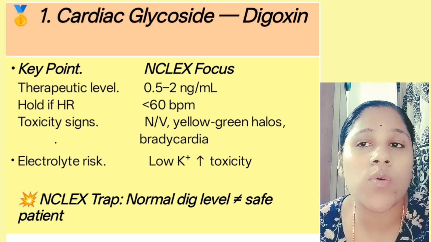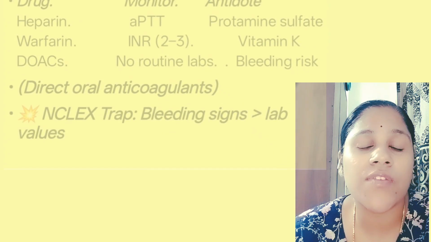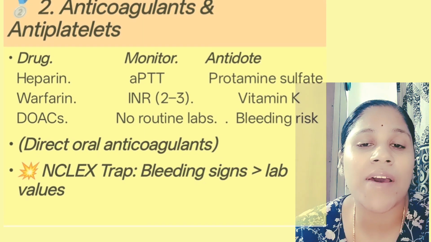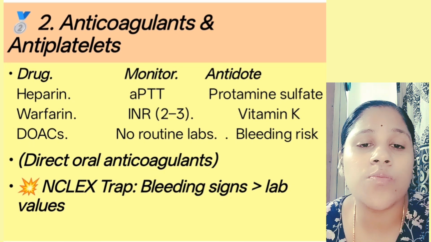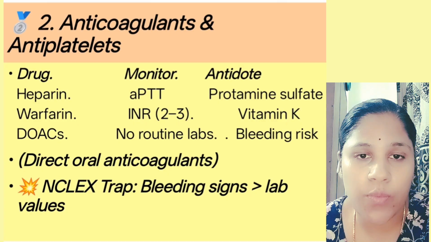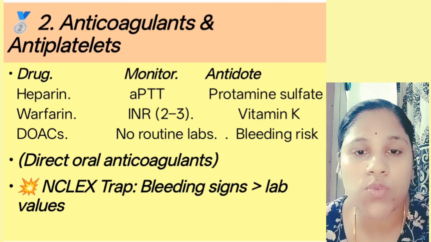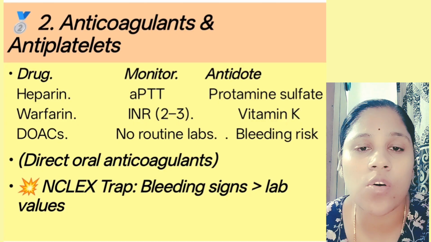Next one is the anticoagulants and antiplatelets. Here we are going to see two important drugs, heparin and warfarin. For heparin, we need to monitor the APTT value, that is activated partial thromboplastin time. And the antidote we give is protamine sulfate. And next one is warfarin. In warfarin, we are going to monitor the INR, the international normalized ratio, where 2 to 3 is normal. And the antidote we give for warfarin is vitamin K.